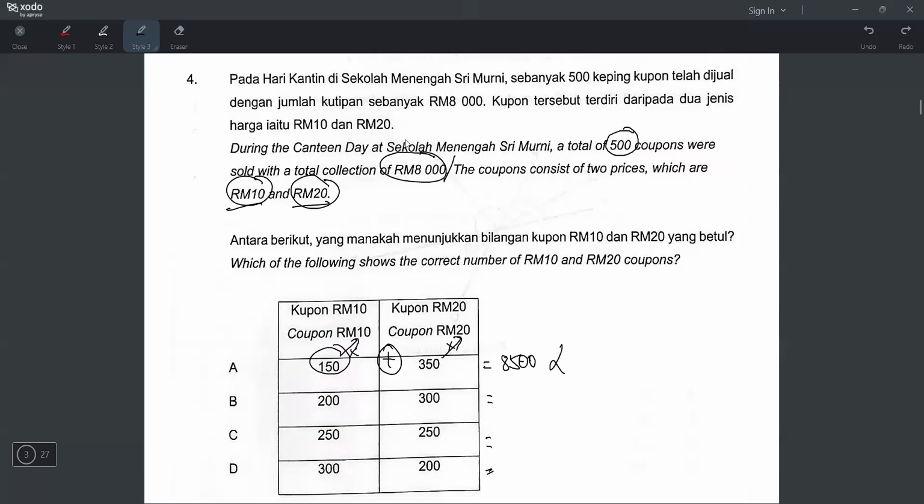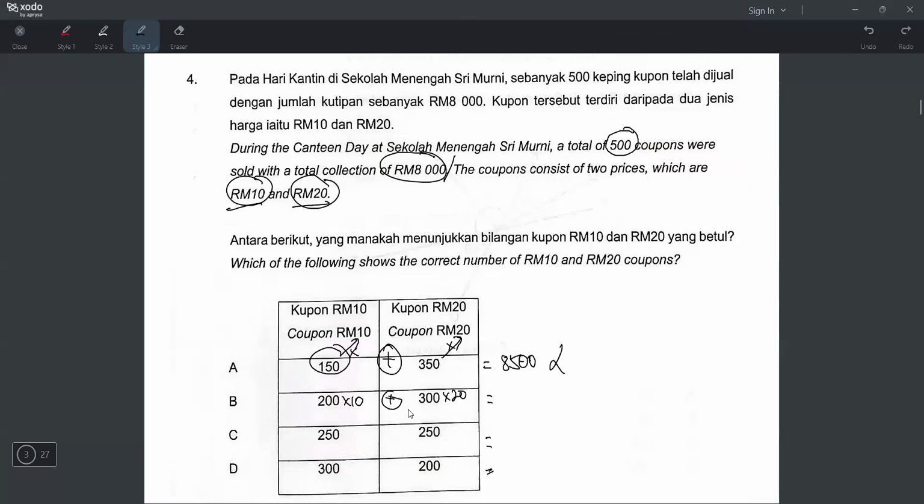But you are trying to find the RM. You're trying to find the profit. Okay, like how much you earn. That's why you have to times with the RM lah, basically. Okay, let's do this same thing. This one times 10, this one times 20, and then plus them both.